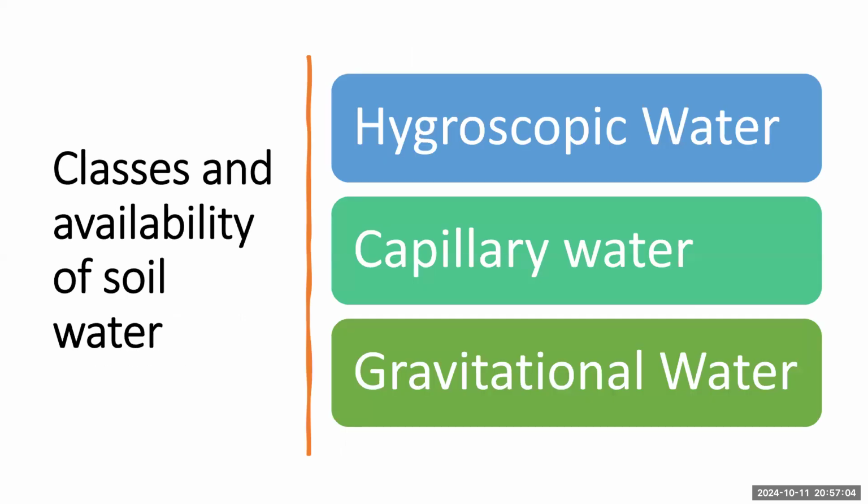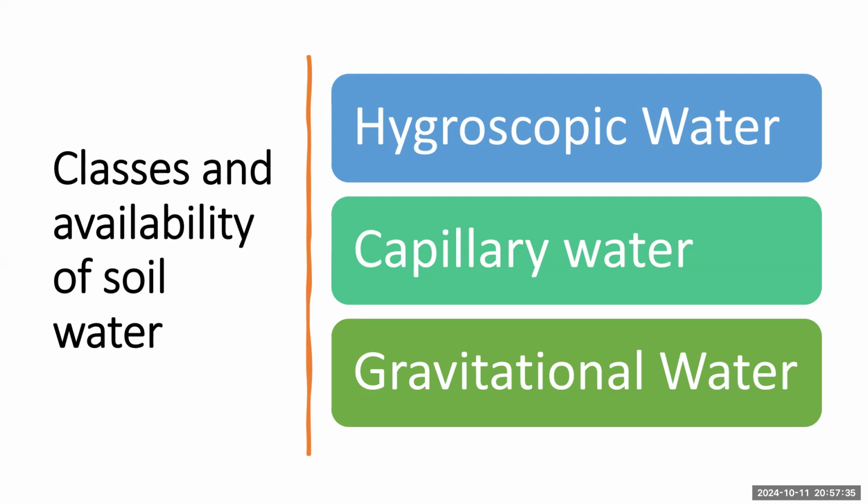After this, now we are going to discuss the classes and availability of soil water. When we consider a particular soil sample, that soil sample consists of moisture, and that moisture is called the soil water. And that soil water is of three types. One is hygroscopic water, second is capillary water, third is gravitational water.